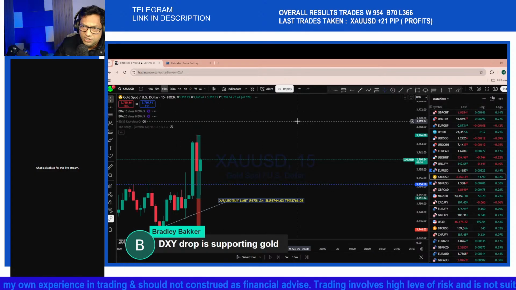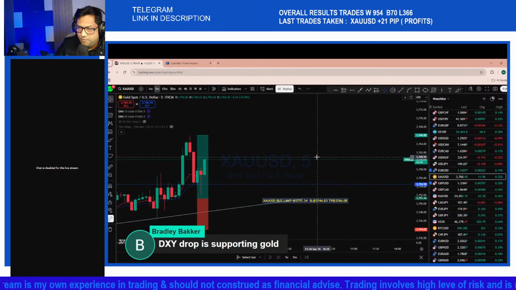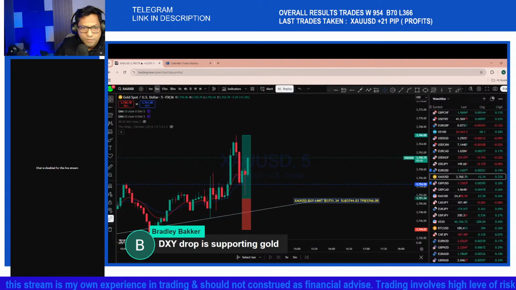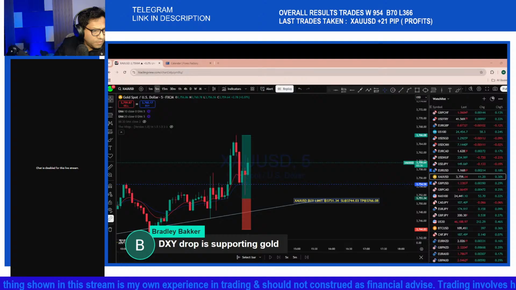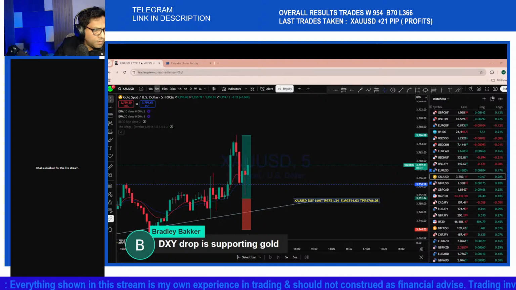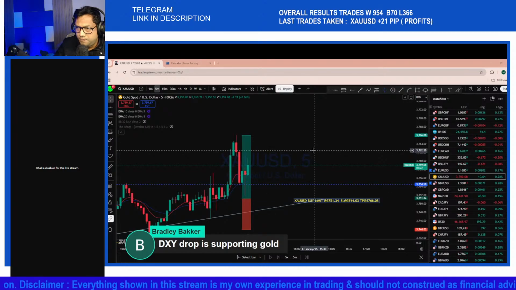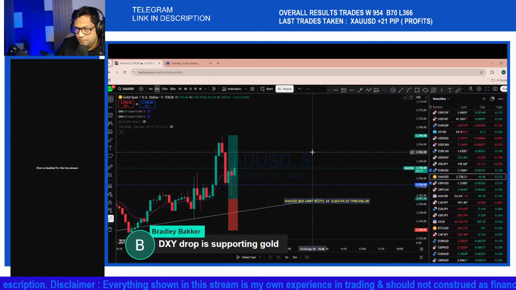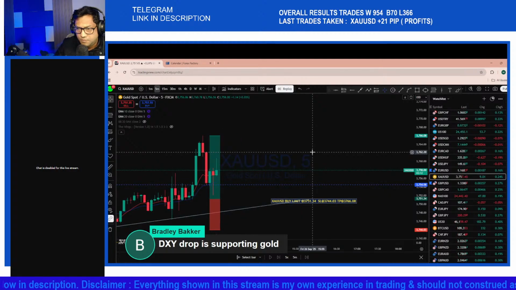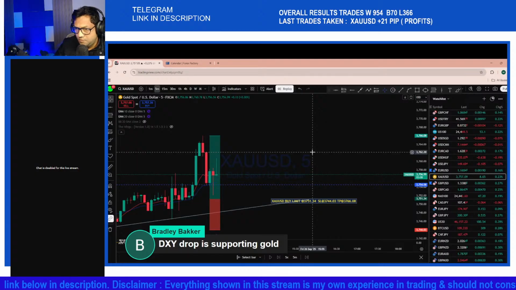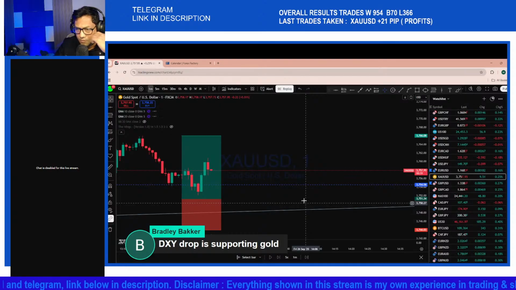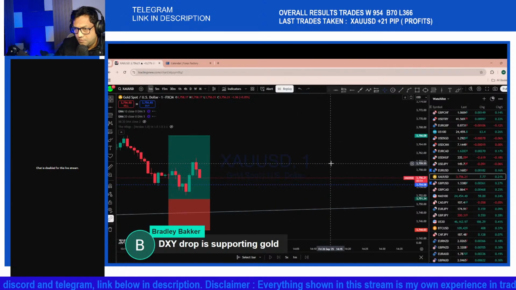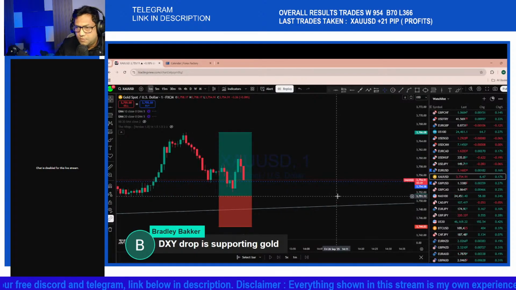From the 10 EMA, we got the rejection here. Okay, scaling back again.